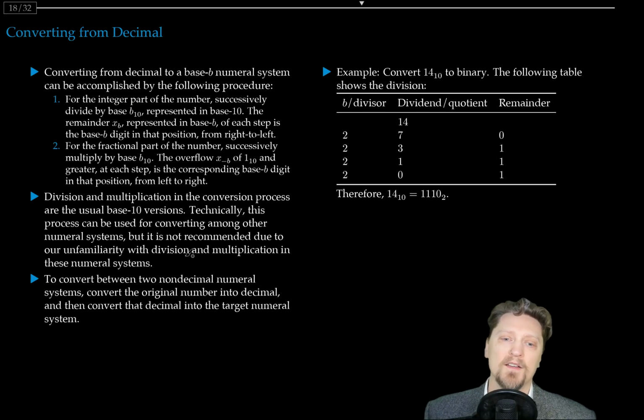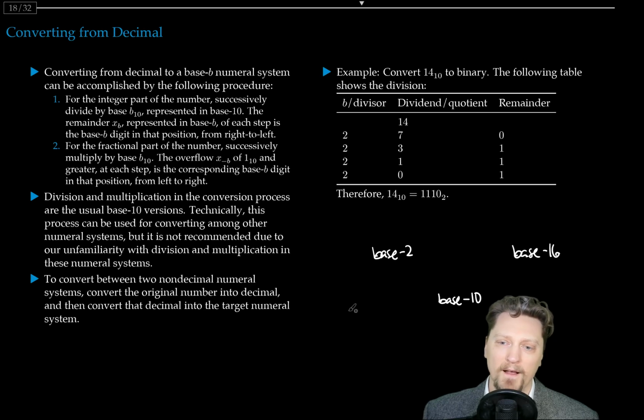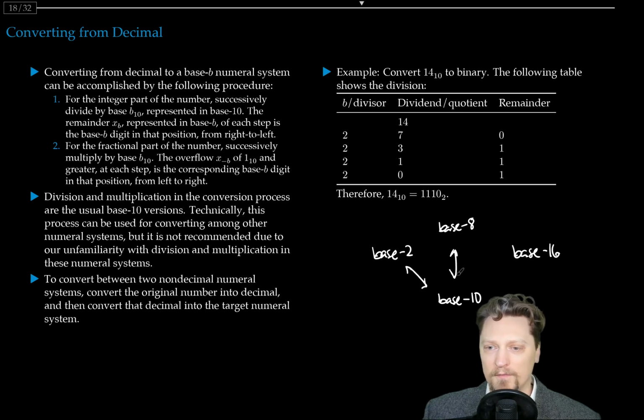To convert between two non-decimal numeral systems, convert the original numeral into decimal, and then convert the decimal into the target numeral system. So generally, we've got our base 10 numeral system, our decimal, and we've got base 2 binary, we've got our base 16 hexadecimal, there's also base 8 octal as well. There are many, but if you ever want to convert from, say, base 2 to base 16 back and forth, what we often recommend is just going through base 10 in order to convert among these others.